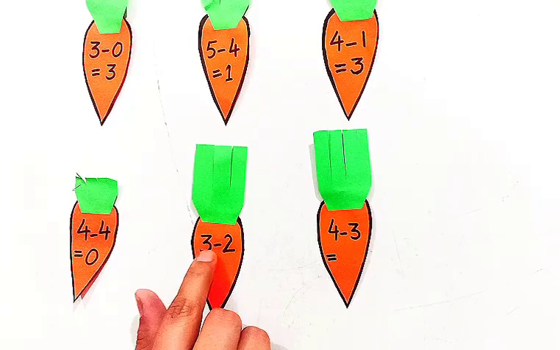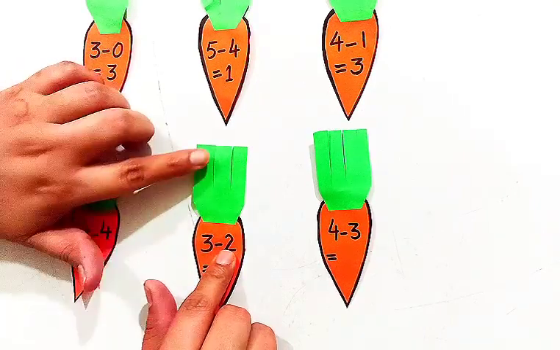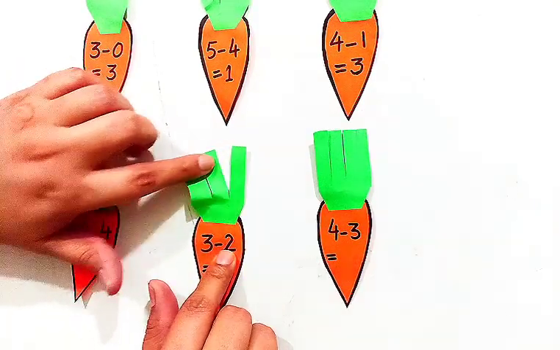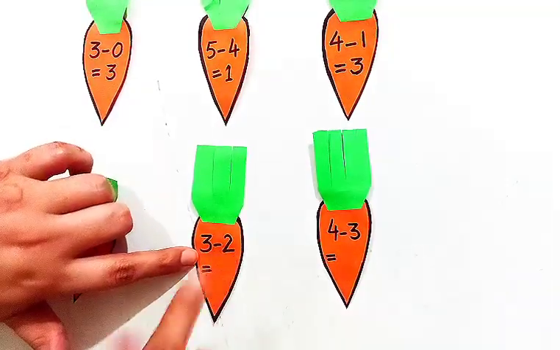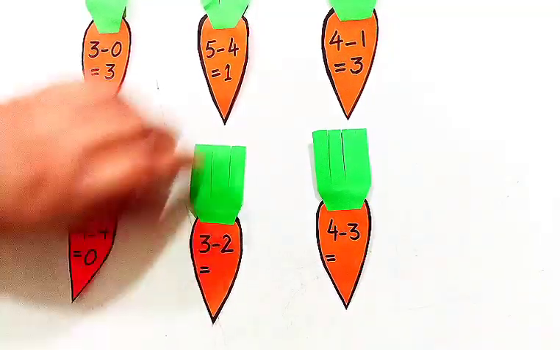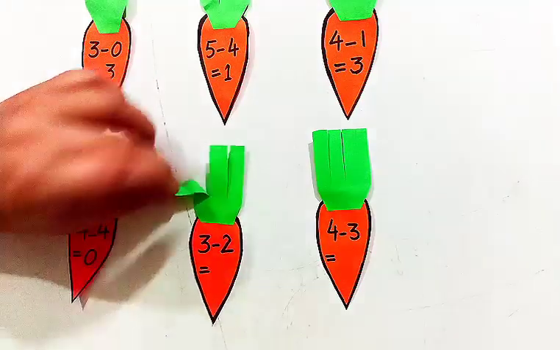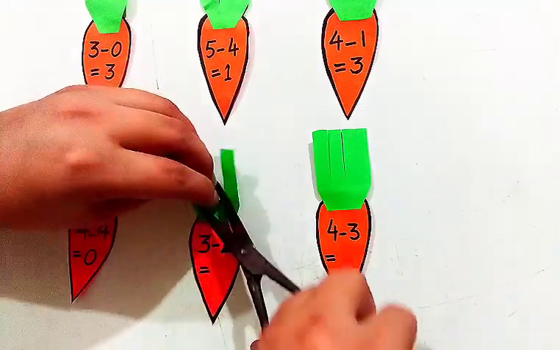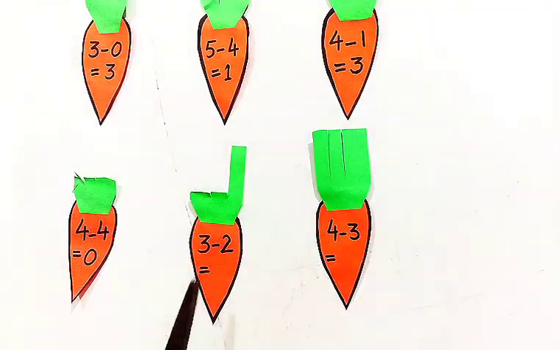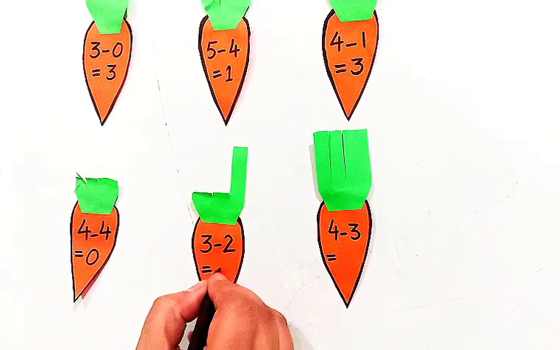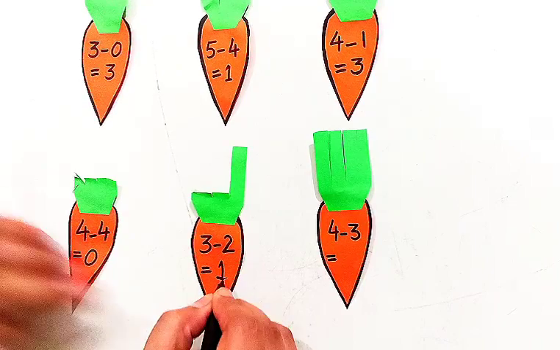Now 3 minus 2. We have 1, 2 and 3. So we will take away now 2. Count with me. 1 and 2. Alright, how many left? Very good. 1.